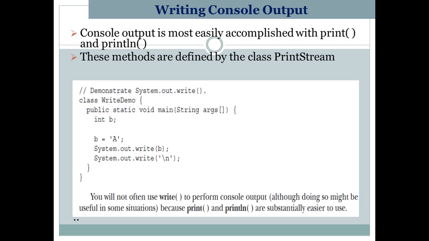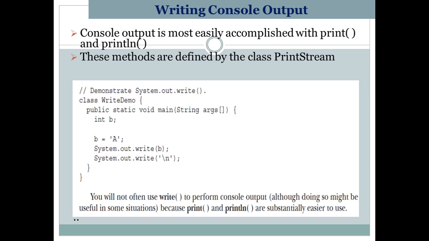It does not throw any IO exception. It allows formatted data to be written. Console output is most easily accomplished with print and println. Under the PrintStream class we have these two methods, print and println. It can format primitive data types also. It formats all data into text rather than bytes.